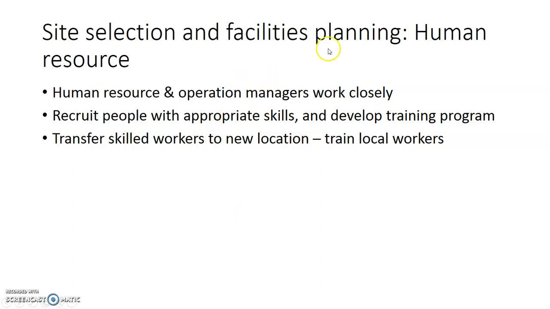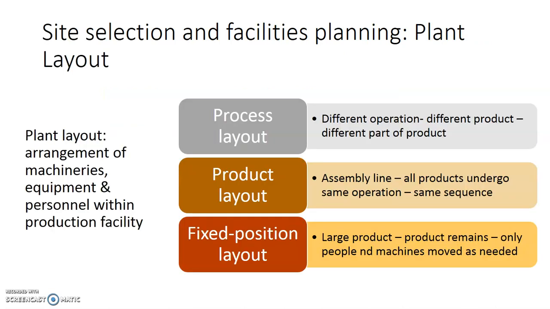The next one under site selection and facilities planning is human resources. Here the human resource manager and operation manager will work closely, because they need to hire people with appropriate skills and train them. Sometimes you transfer skilled workers to a new location. For example, you see a lot of expatriates here. They are from the West. Normally they come here to train the local people.